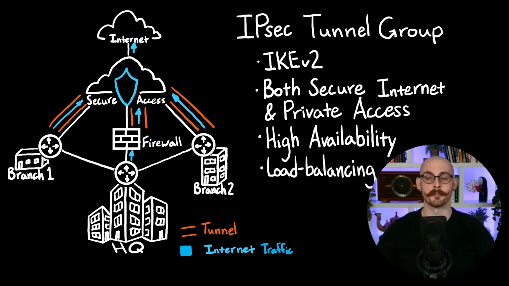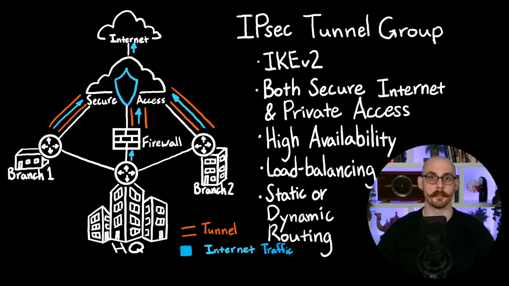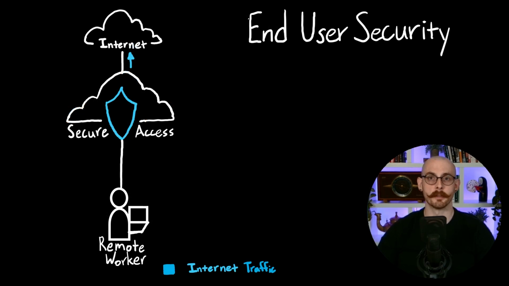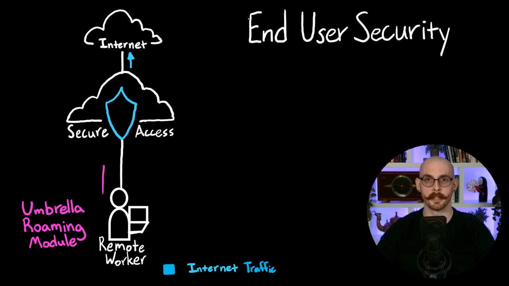Administrators are able to use either static routing or dynamic routing with BGP, and they can specify what interesting traffic they want to send across the tunnel to Secure Access. Secure Access secures remote users via the Umbrella Roaming Module and Remote Access VPN.